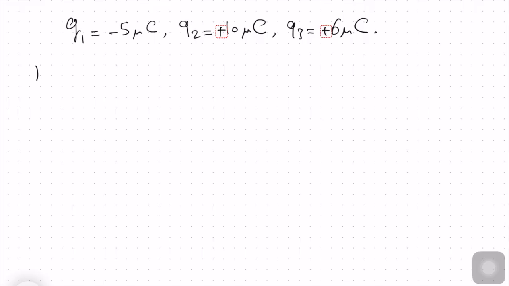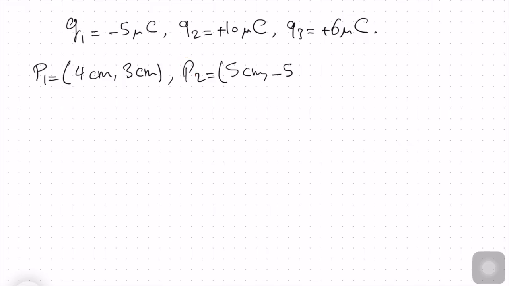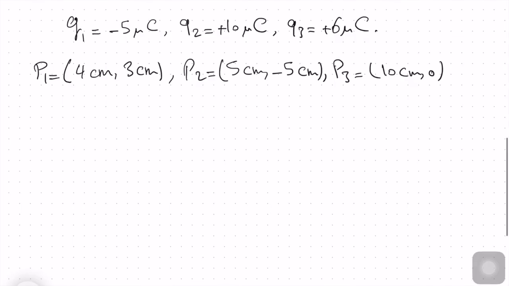I have to provide you the coordinates for each of these, so let's just pick some random coordinates. Let's say that Q1 is located at 4 centimeter, comma 3 centimeter. Q2 located at 5 centimeter and minus 5 centimeter. And Q3 is located, on the x-axis, let's say, so 10 centimeter and 0.